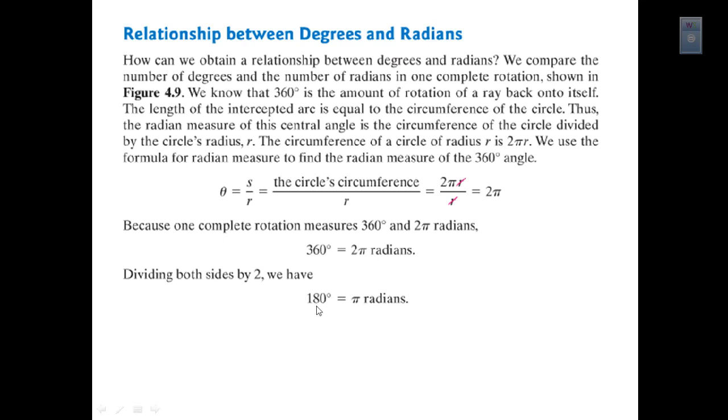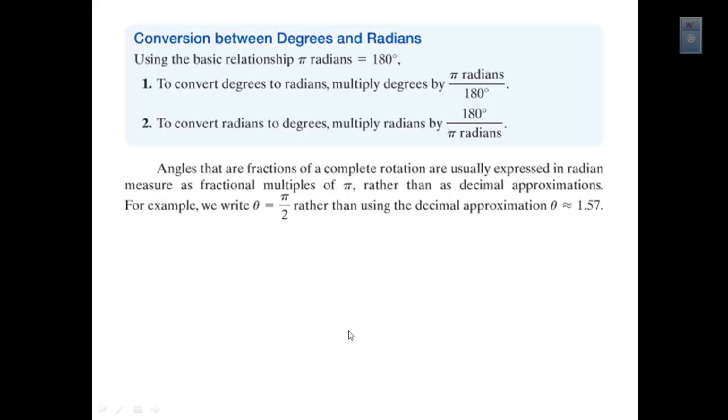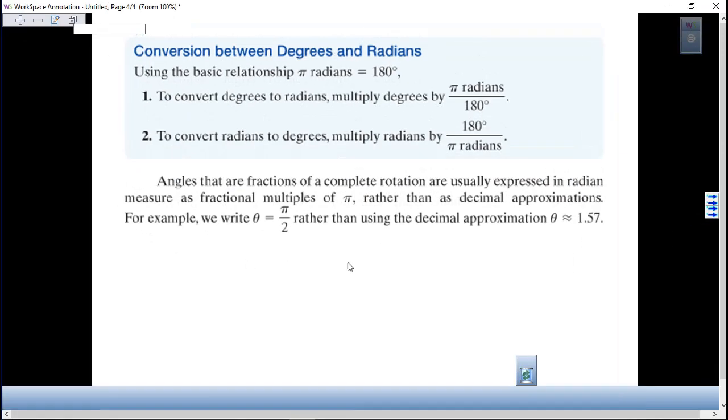And they are the same measure. So if those two things are equal, then to change from one to the other, we can use this identity. So to convert degrees to radians, you're going to multiply degrees by pi radians over 180. So what happens is this, and I'll show you down here.